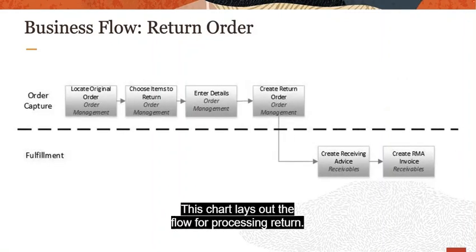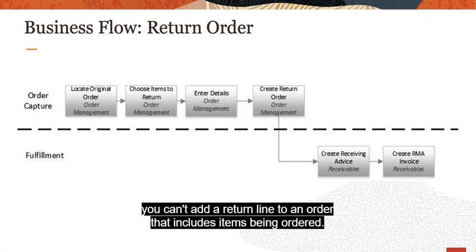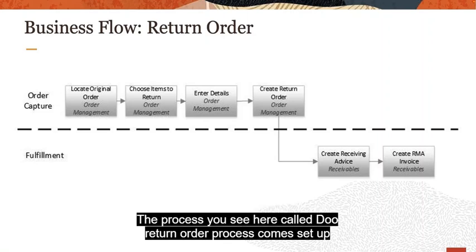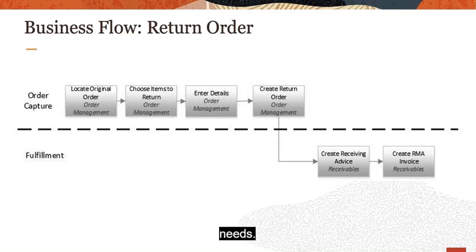This chart lays out the flow for processing return. While a return isn't technically a separate order type, you can add a return line to an order that includes items being ordered. The process you see here, called DOO Return Order Process, comes set up by default, so you can use it as is or customize it for your specific business needs.